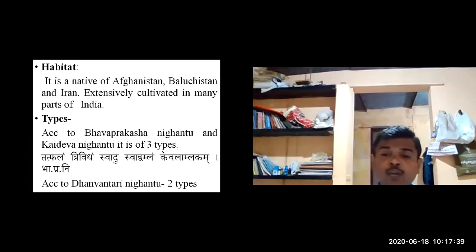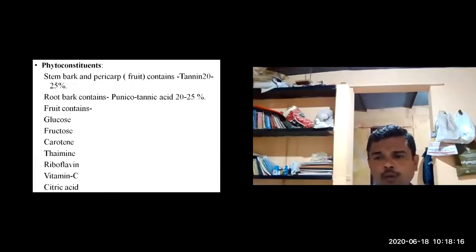So depending upon the rasa, he used to say Swadu, Swadvamlam, Kevalamblakam. That is Madhura rasa, Madhura Ambla rasa, and Kevalamblakam, that is Ambla rasa. So Madhura rasa Dadima, Ambla rasa Dadima, Madhura Ambla rasa Dadima. So Bhava Mishra used to say this in Bhavaprakash Nigantu. According to Dhanvantari Nigantukara, it is of 2 types, that is Madhura and Ambla.